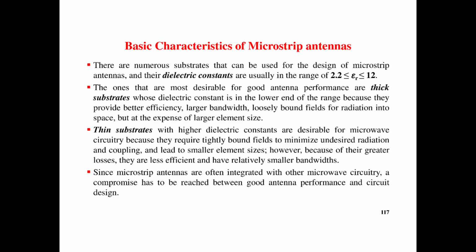There are numerous substrates, and for microstrip antenna design the dielectric constant range is 2.2 less than epsilon r less than 12. These are more desirable for good antenna performance. Substrates with dielectric constant at the lower end of the range provide better efficiency, larger bandwidth and loosely bound fields for radiation. Thin substrates with high dielectric constant are desirable for microwave circuits because they tightly bind the field, minimizing undesired radiation and coupling, and lead to smaller element size. However, because of greater losses, they are less efficient and have relatively smaller bandwidth.